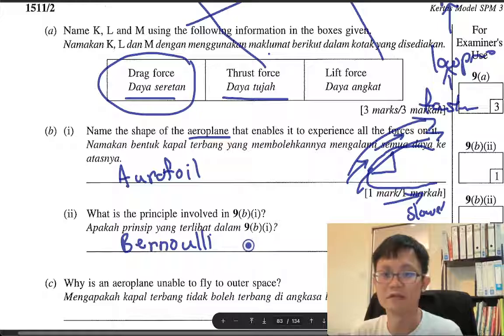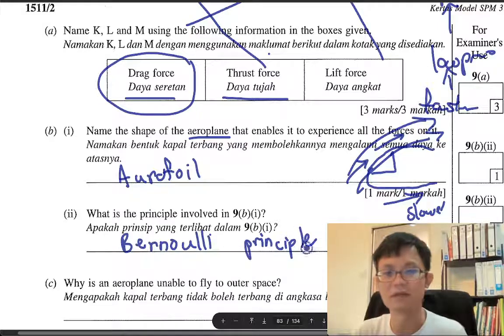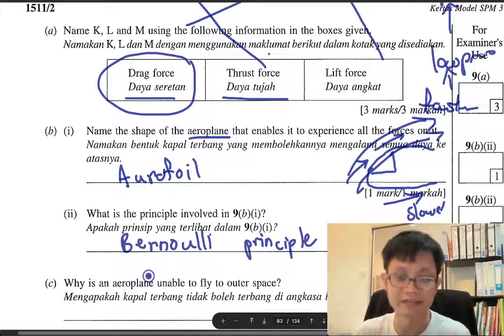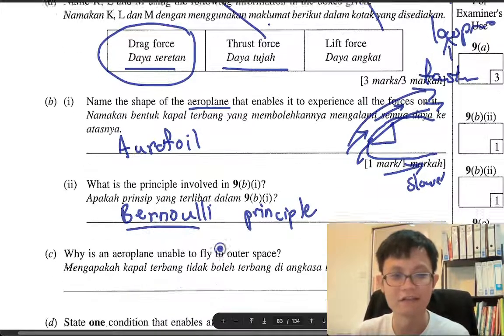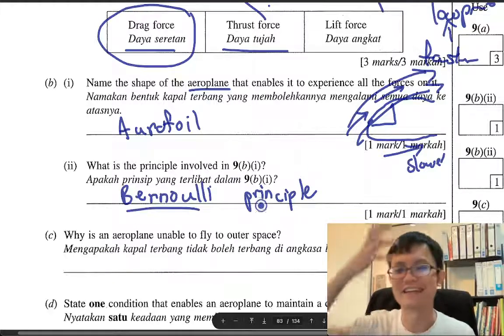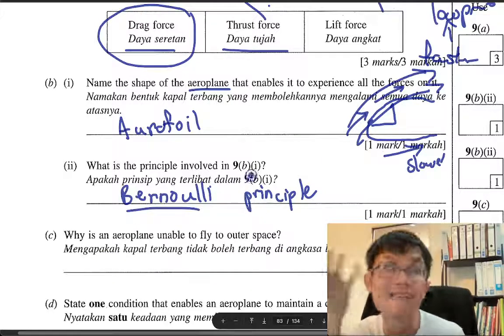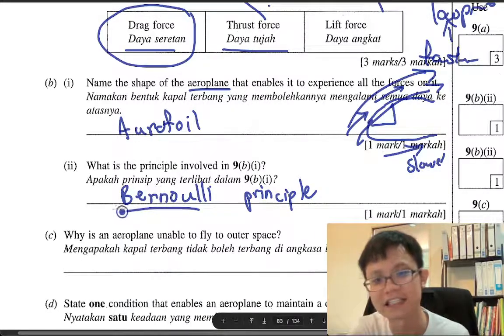N-O-U-L-L-I. Bernoulli Principle. Okay, Bernoulli Principle. So this is the person that has eventually found the thing. Wow, very good lah. I think maybe one day we will see the Elon Musk principle or not, the one that can make the rocket come down. I mean, it's a breakthrough in science. So this guy is a breakthrough.